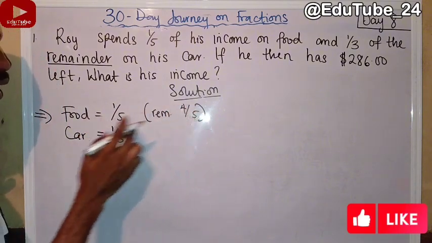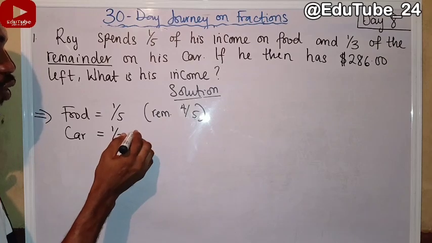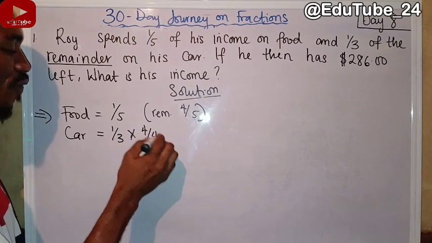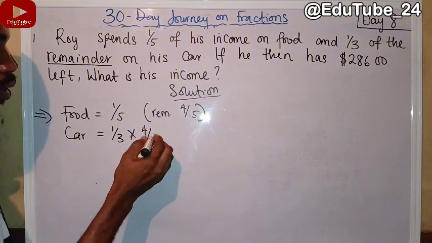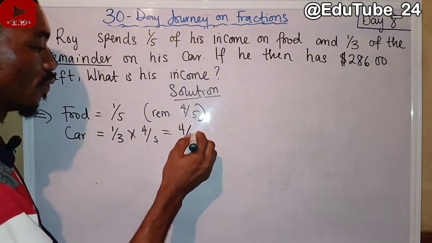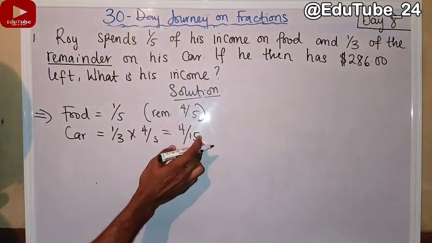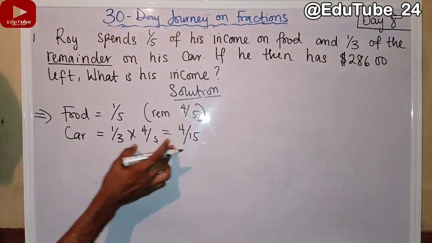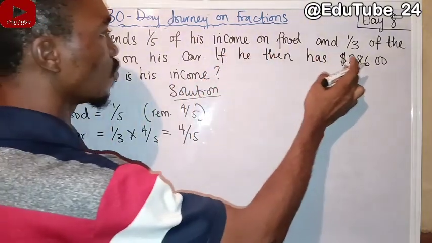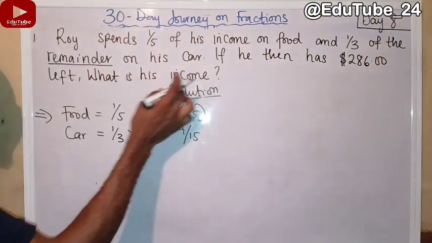So he spent 1/3 of this remainder. So "of" will become times: 1/3 of the remainder, which is 1/3 of 4/5. And then if we calculate this, we are going to have 4/15. So he spent 4/15 of his income on car. Then let's proceed on to the question.